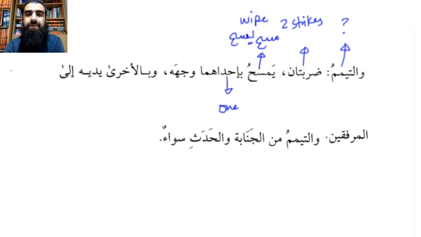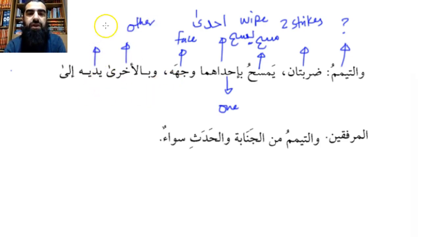Bi-ihdahuma, ihda, it means one. It's feminine and it refers to one. Ahad is mudhakkar, ihda, feminine. So one, single, ihda. Okay, wajh means face. So face, this is the face. Okay, the face. Ukhra, it means other. Ukhra, other.